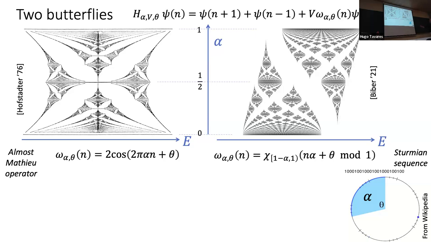But you have the same parameters, alpha and theta, the angle, and it is being multiplied by V, the coupling constant. So this sequence is called Sturmian sequence, and the operator is called the Sturmian Hamiltonian or Sturmian operator. And here we can also plot a butterfly of our operator. So exactly in the same manner, for every alpha, we plot the spectrum, and then we get this butterfly. This was done by a very clever student from the Technion, Barak Biber.